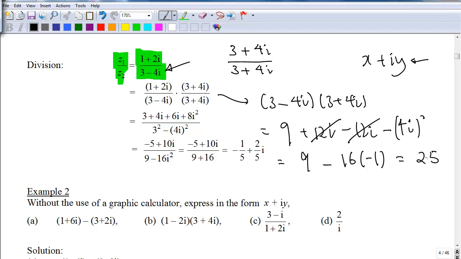So in the end, you can see that the denominator no longer has an i, and the answer is just minus 5 divided by 25 plus 10i divided by 25, and then this is my answer.